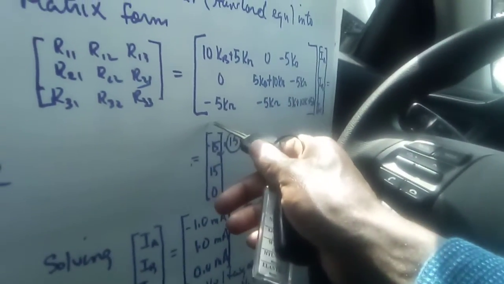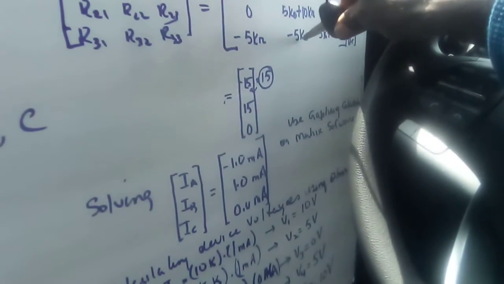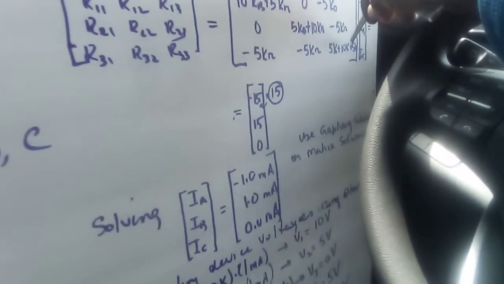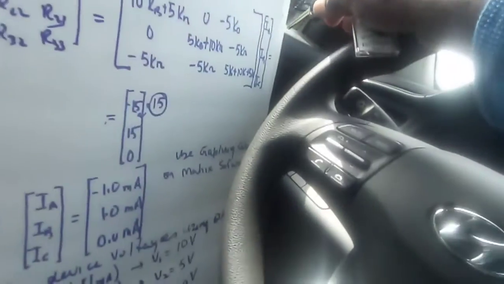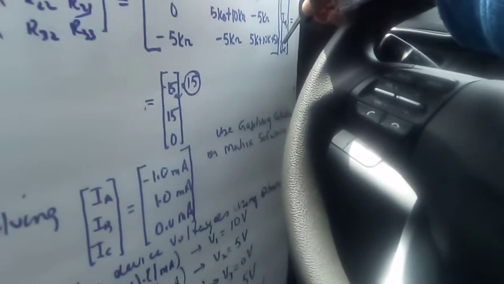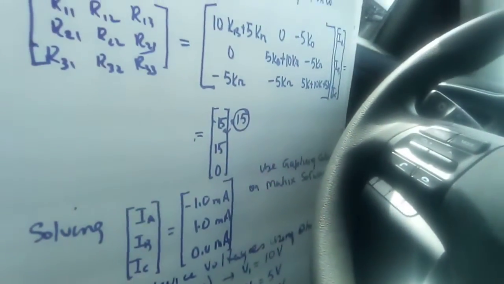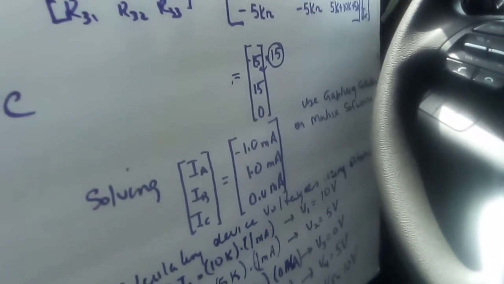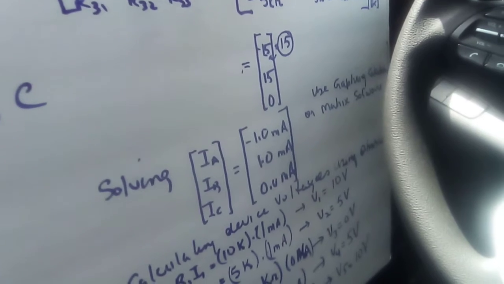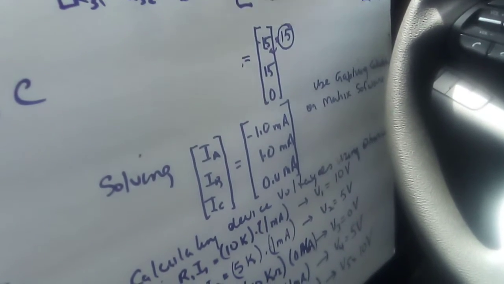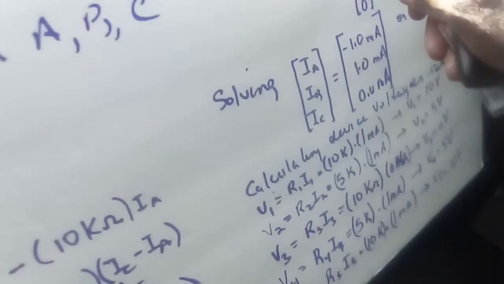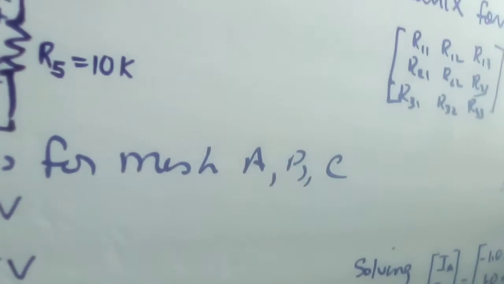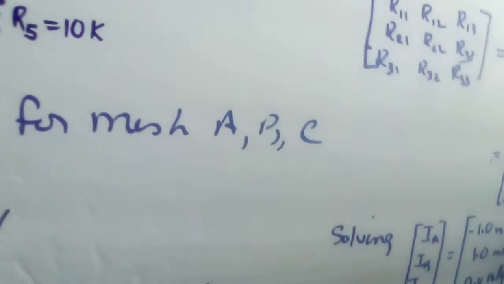R31 is equal to minus 5 kilo ohms, R32 is equal to minus 5 kilo ohms, and R33 is equal to 5 kilo ohms plus 10 kilo ohms plus 5 kilo ohms, that will be equal to 20 kilo ohms. And it will be times IA, IB, and IC coming down in row 1, row 2, and row 3 here. And that's equal now to the source voltages: minus 15, 15, and 0. And so we solve for IA, IB, and IC.